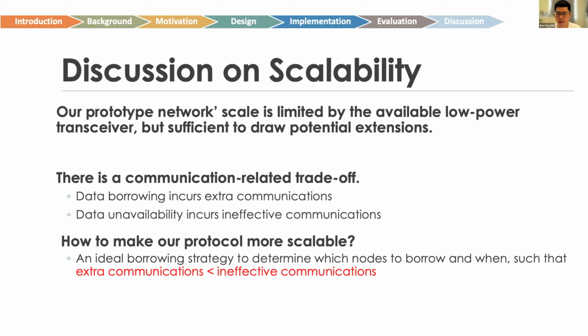In the experiment, the network scale of our prototype is limited by the available low power transceiver, as a larger network suffers from severe collisions due to the hardware limitation. But we believe that the result is sufficient to draw potential extensions. We found that data borrowing incurs extra communication, while data availability incurs ineffective communications. Therefore, an ideal borrowing strategy is able to determine which node to borrow from and when, such that extra communications are less than ineffective communications. However, we leave these as our future work.